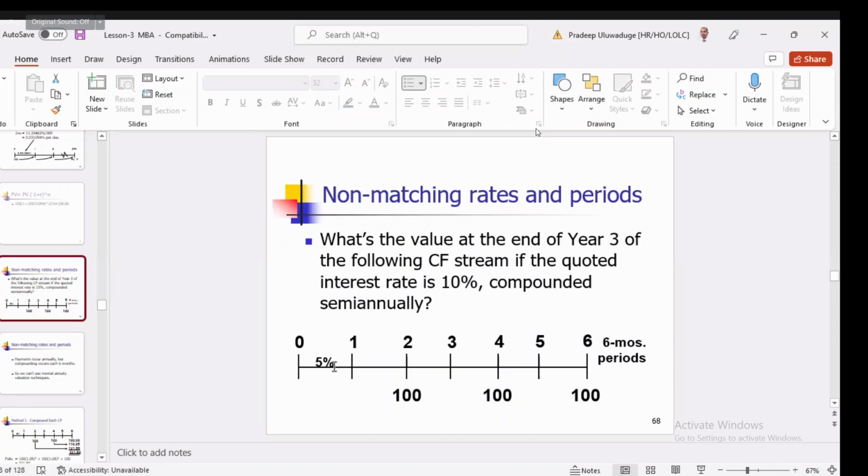What is the value at the end of year 3? That is, they are asking for the future value. So let's see.